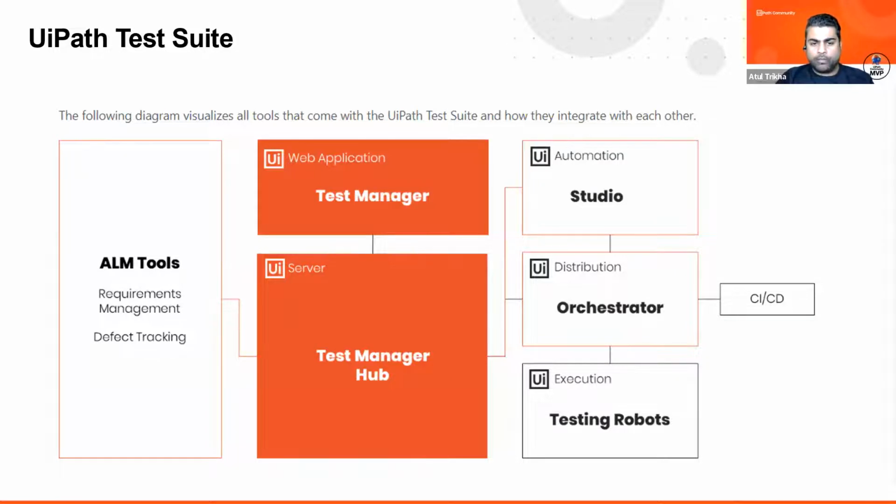And then at the end, we have the testing robots. Testing robots are the execution host that runs processes designed in the Studio. By leveraging the UiPath Test Robots, you can execute tests on demand, continuously, or at scale. So these are the four main components: Test Manager, UiPath Studio, then the Orchestrator, and the testing robots. And then if you will see, there are a few integrations happening.